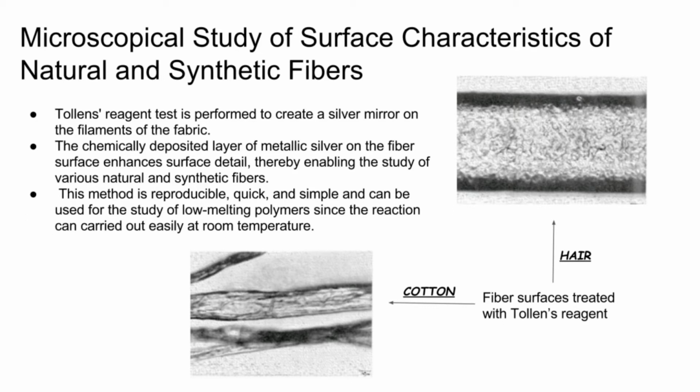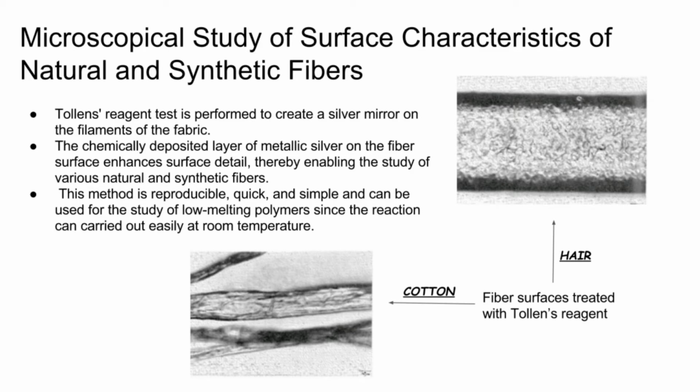Tollens reagent can also be used for the study of surfaces of different fibers. This reaction involves a drop of 3% aqueous silver nitrate solution and a drop of 36% formaldehyde solution. This is added to the fabric between two pieces of double-backed transparent tape. It deposits a silver mirror on the filaments of the fabric. This chemically deposited layer of metallic silver on the fiber surface enhances surface detail, enabling the study of various natural and synthetic fibers like cotton and wool.